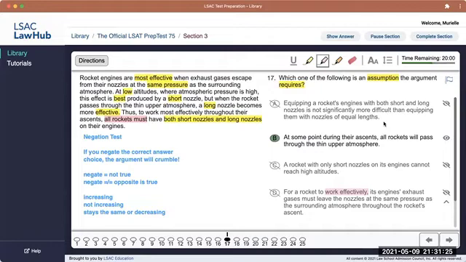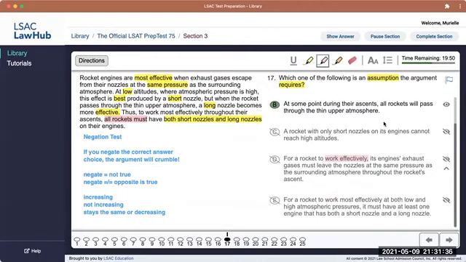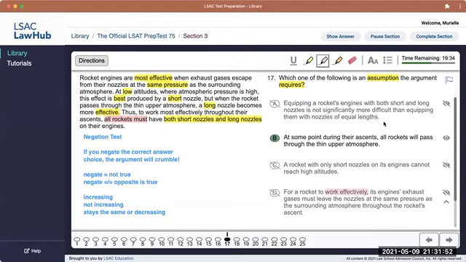So if they don't go through the thin upper atmosphere, why would they need the long nozzle? It just completely disconnects there. Whereas with E, I can think of a potential scenario where you would have long and short, but you don't have any single engine that has both at the same time. You just have multiple engines. Yeah. Okay. So definitely a tough question, I would say. And the answer is B. That is the one that needs to be true.